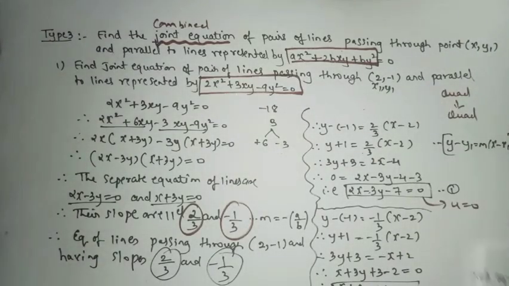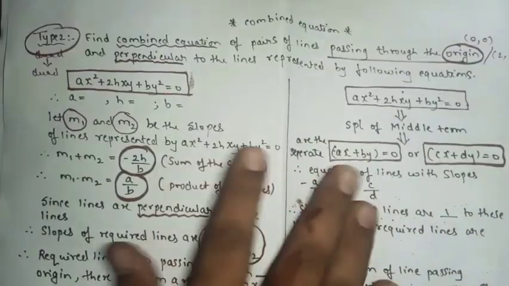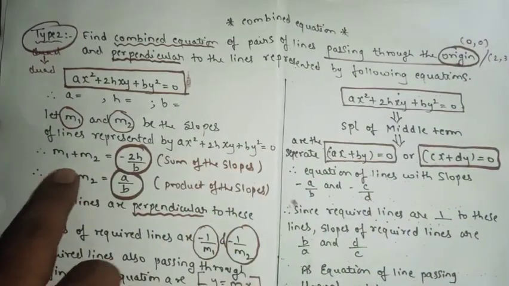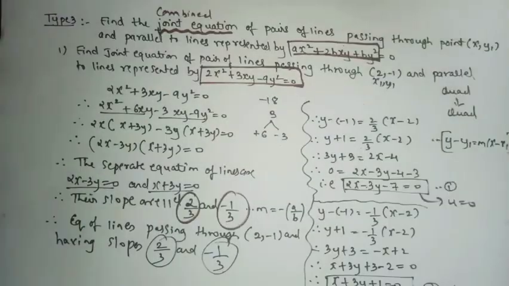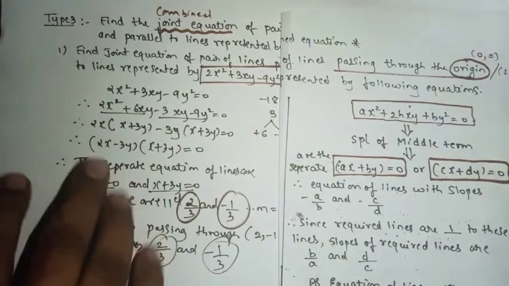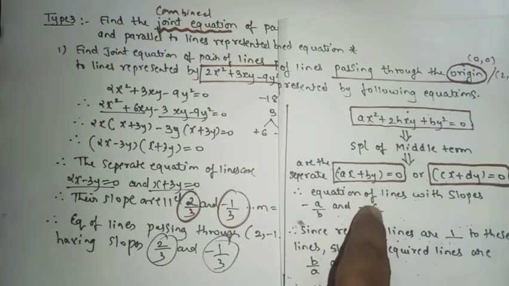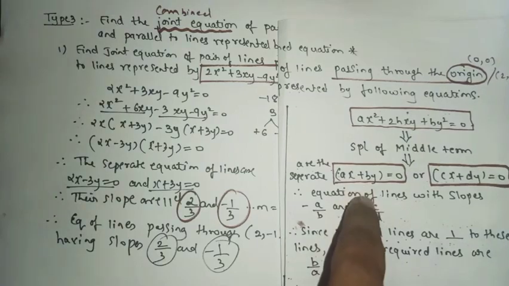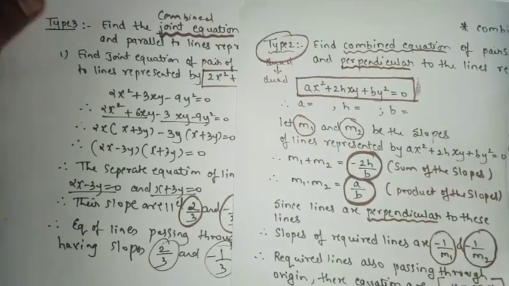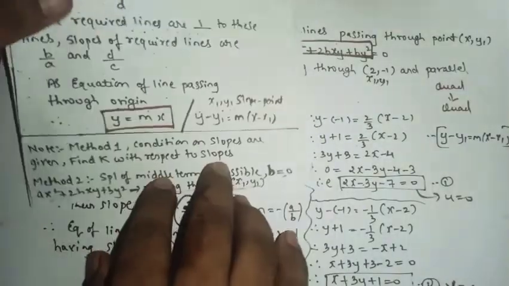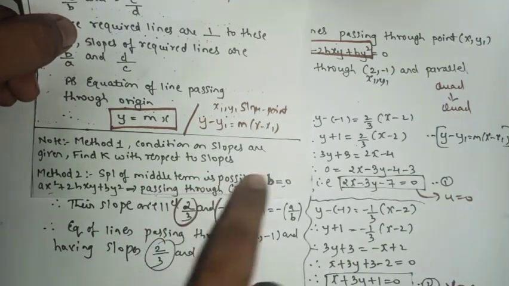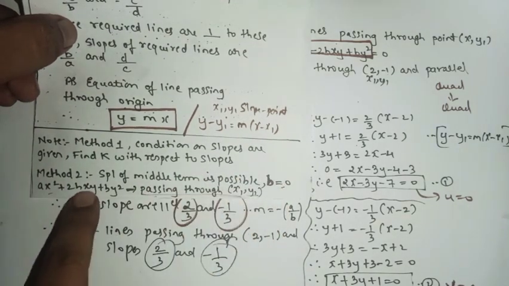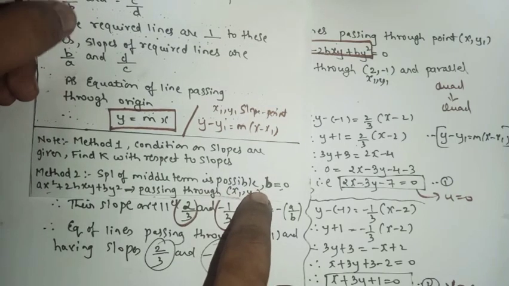But in type number 2 there were two methods, one with respect to the slope, the sum of the slopes and the product, and one with respect to the splitting of the middle term. So type number 3 we have to solve by method number 2 of type number 2. Got the point? Yes or no? As I had explained at method number 2, we apply it when splitting of the middle term is possible, when the value of b is 0, and when it is passing through x1 y1. Yes or no?